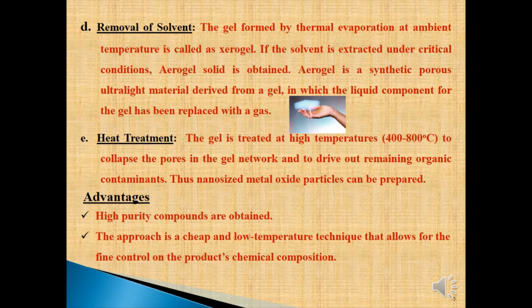So you can see the diagram of aerogel. In the fifth step, the gel is treated at high temperature, around 400 to 800 degrees Celsius, to collapse the pores in the gel network and to dry out the remaining organic contaminants. Thus, the nano-sized metal oxide particles can be prepared. So, these are the steps involved in the Sol-Gel process.